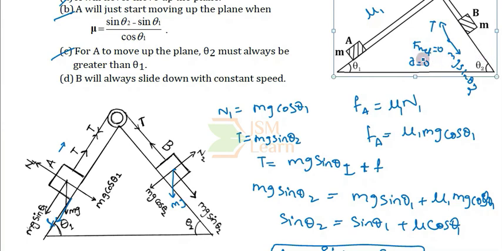But the same is not possible always. Sometimes there may be the possibility that mg sin theta 2 is greater than T. If mg sin theta 2 is greater than T, then the block will accelerate downwards. In that case, the block B will not be sliding with a constant speed. So our option D is not necessarily true. It may slide with a constant speed or may not. So overall, options B and C are true.